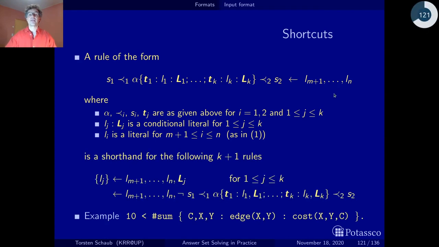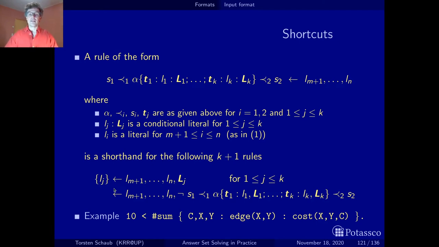The key thing is these here, the L1 to LK. The idea is you say, if the body of the rule is satisfied, and this is this, and the other conditions that constitute the overall conditional literal, and this for each J, then you may select the literal LJ or not, and add it or not add it to the stable model candidate. That's more or less the idea.